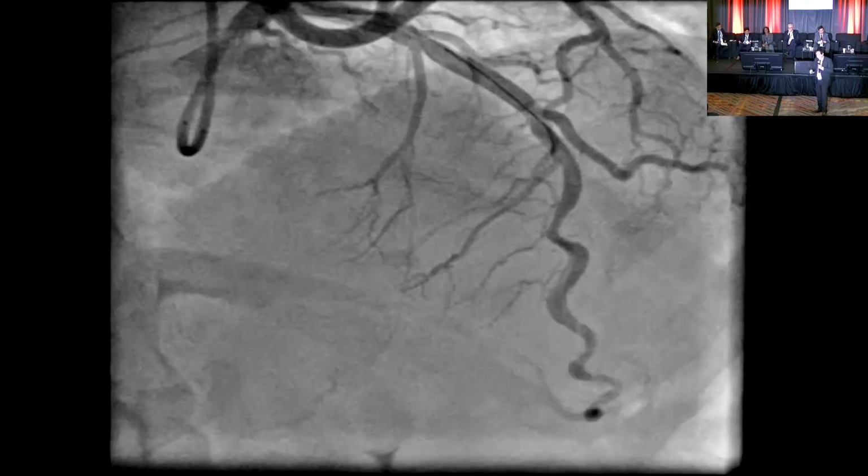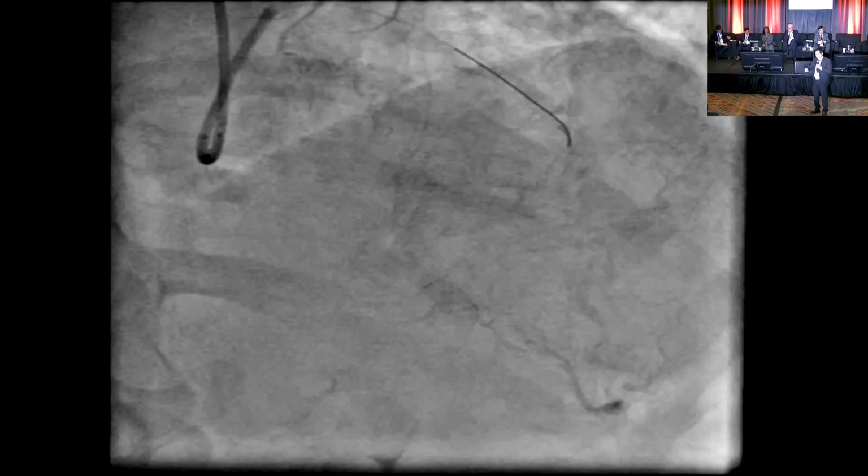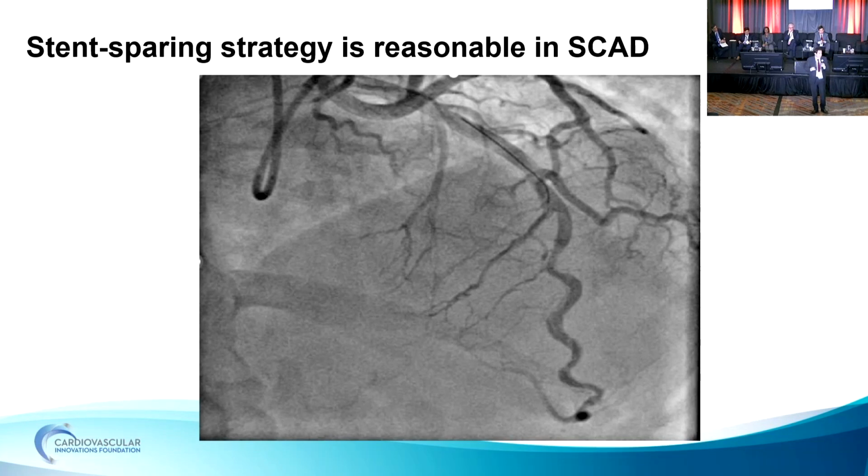So we see good flow. We see an unraveled intimal dissection flap over here. And I don't think you need to stent this. We haven't published it yet, but this is a very low risk of acute thrombus. This is not like plaque dissection where you'd be worried it's going to be a nidus and you're going to stent it up. You can leave this well alone.